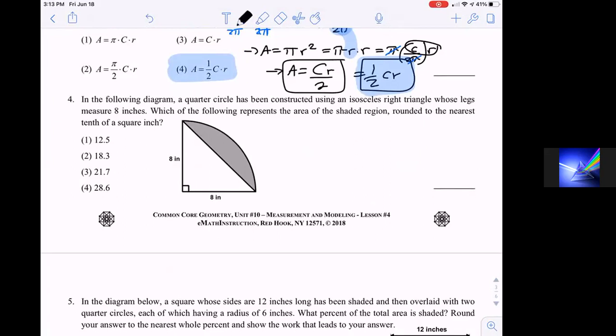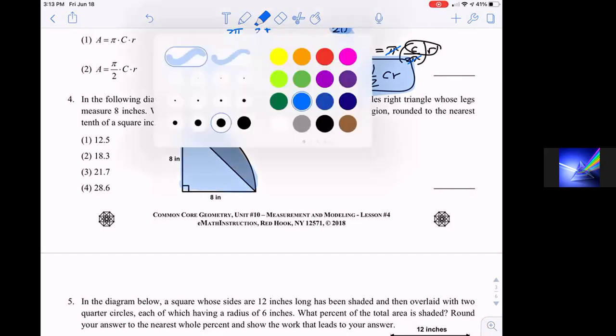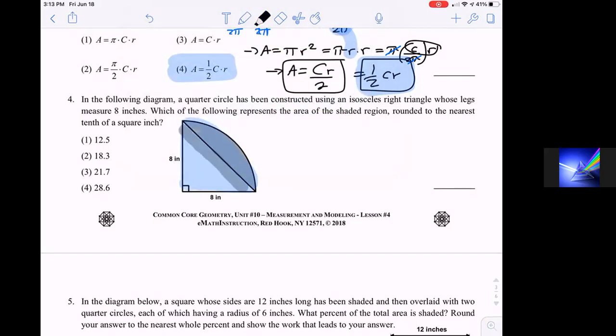Now in question 4, it says the following diagram, a quarter circle has been constructed using an isosceles right triangle whose legs measure 8 inches. Which of the following represents the area of the shaded region, rounded to the nearest tenth of a square inch? Well, the area of the shaded region is actually the area of the full quarter of a circle minus the area of the triangle. So we're going to have to find two areas and subtract them.